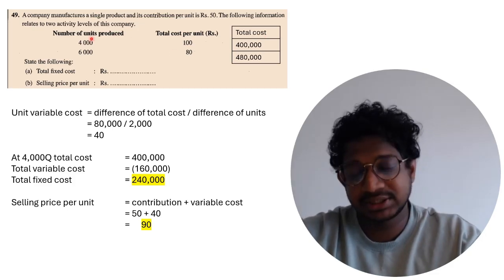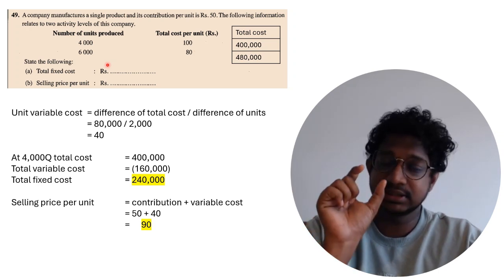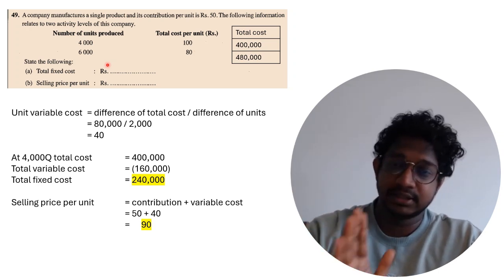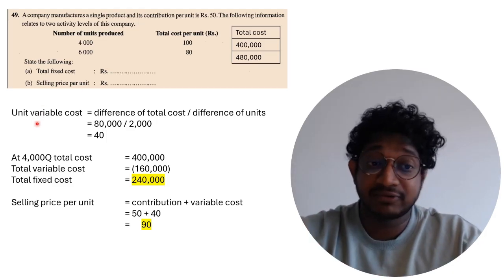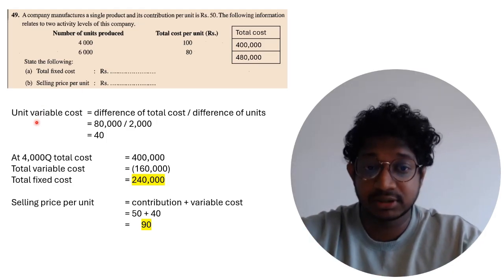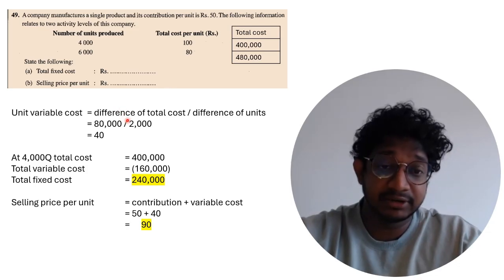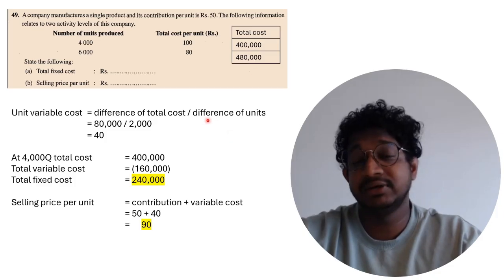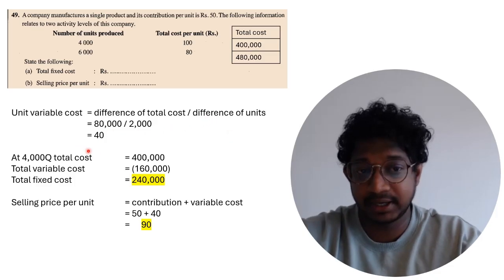So when the production is increasing, the fixed cost is constant. It's not changed, it's fixed. The changing cost is what? Variable cost. So you can find out unit variable cost by getting the difference of the total cost, here 80,000, and dividing by the difference of units. Then you can find out unit variable cost, right?